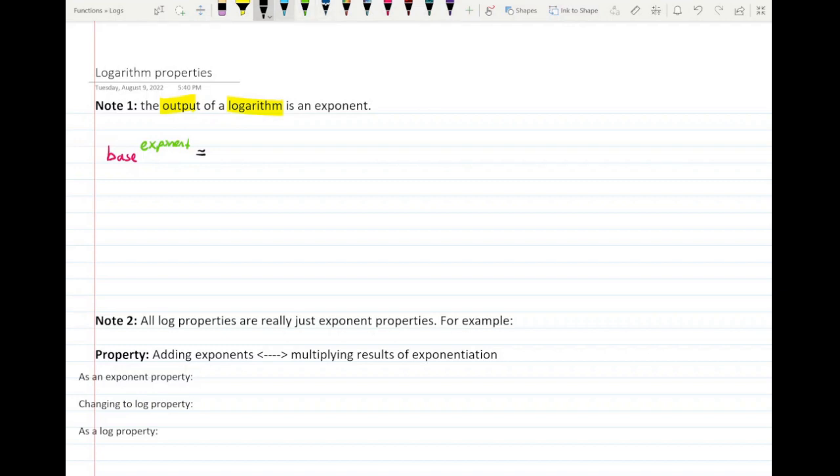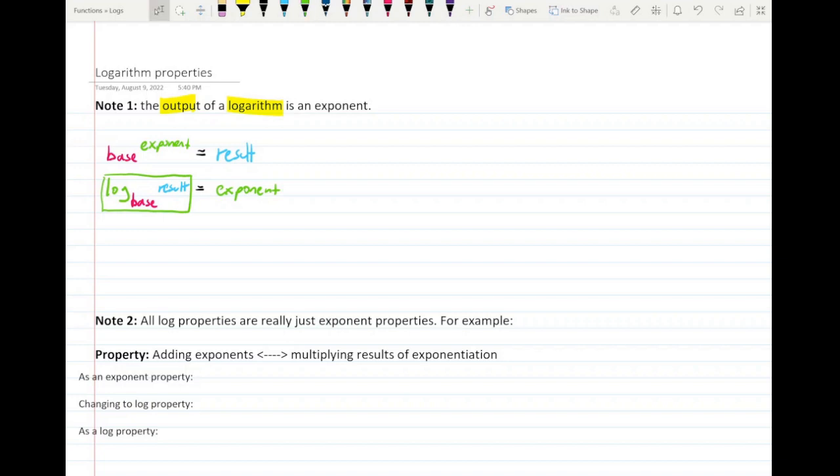So, base to the exponent equals result. The logarithm of that base of your result is just that exponent. In some sense, it undoes the process of exponentiation. You can view this whole expression as just one big block that stands in place of one number, the exponent.